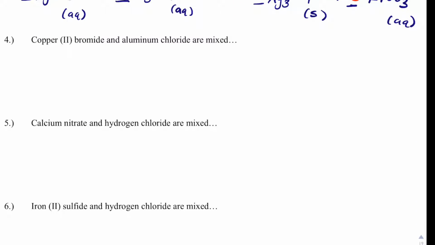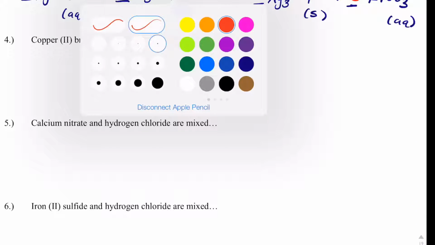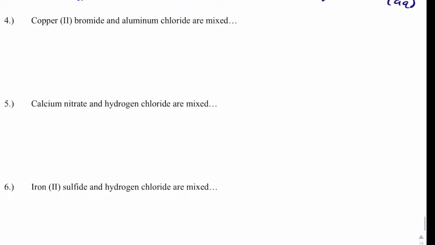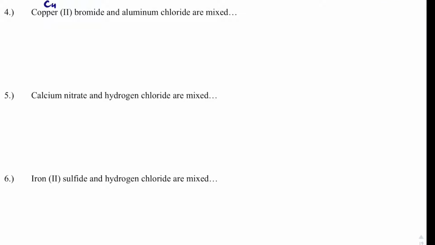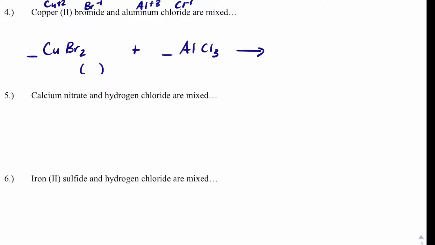Let's look at number 4. We've got copper bromide, and this is specifically copper 2 bromide, so we have Cu +2, Br -1, Al +3, and then Cl -1. So I get CuBr2 plus aluminum chloride, and with some state of matter.